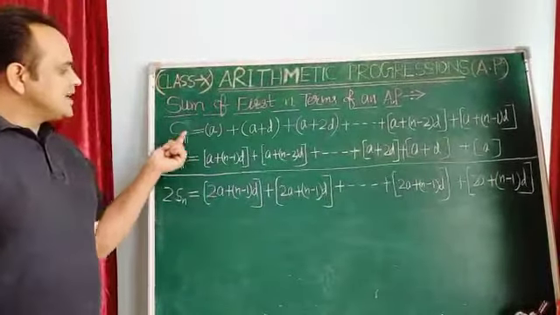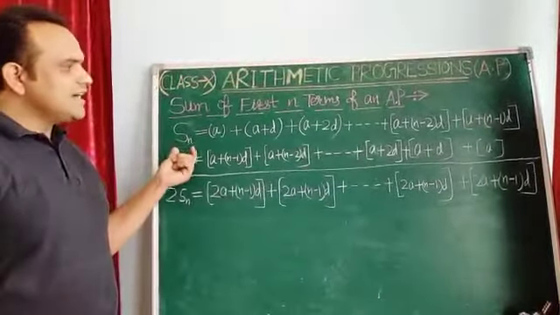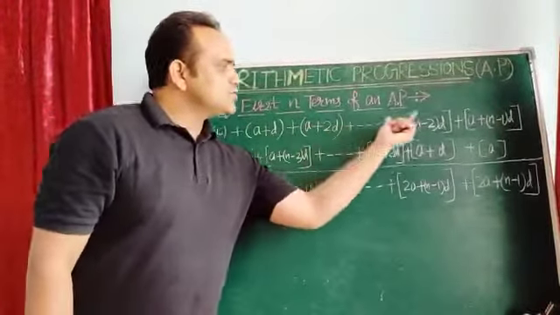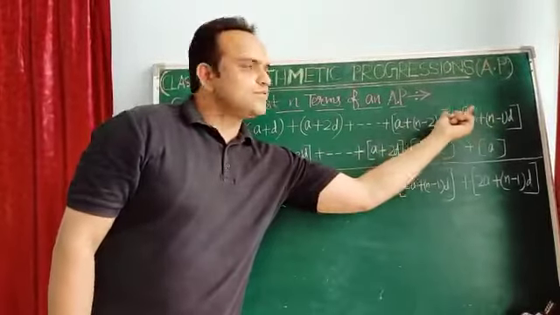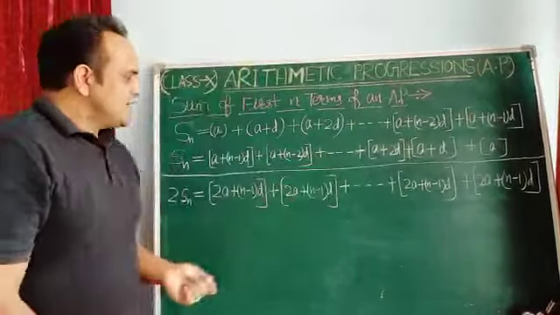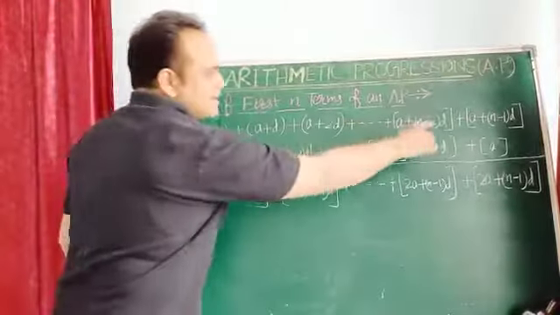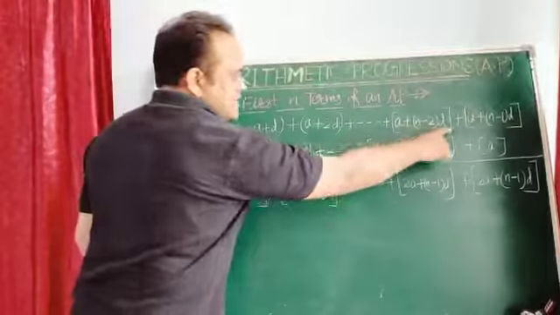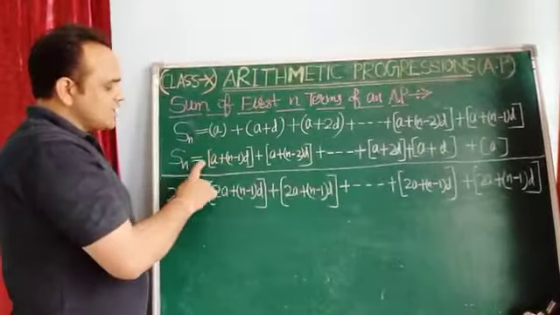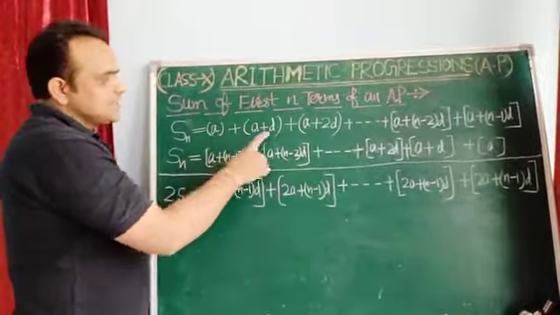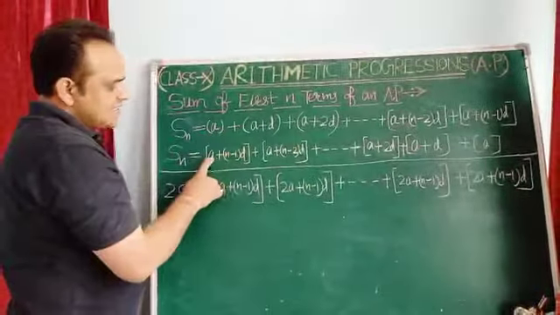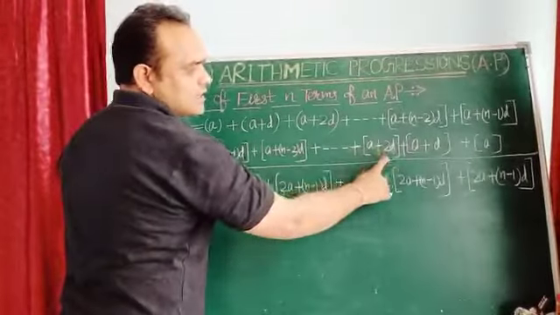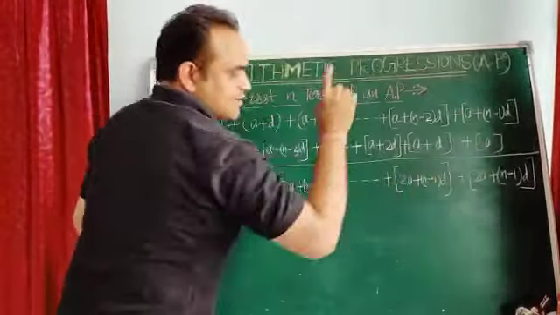Again, Sn means the sum of first n terms, and this is the general term: first term, second term, third term, and so on, up to the second last term, and this is the last term of the arithmetic progression. Now in the second line we will write all the terms in reverse order. Write the last term under the first term, that is a plus (n minus 1) into d, then the second last term, and so on, third term, second term, then the first term.